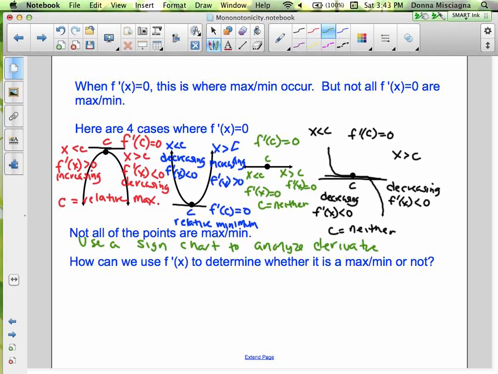All right, and so how we can use the derivative to tell whether it is a maximum or minimum or not. All right, so what we're looking for are changes in sign. So if f prime of x changes sign from positive to negative, then that value of x, it's a relative maximum.